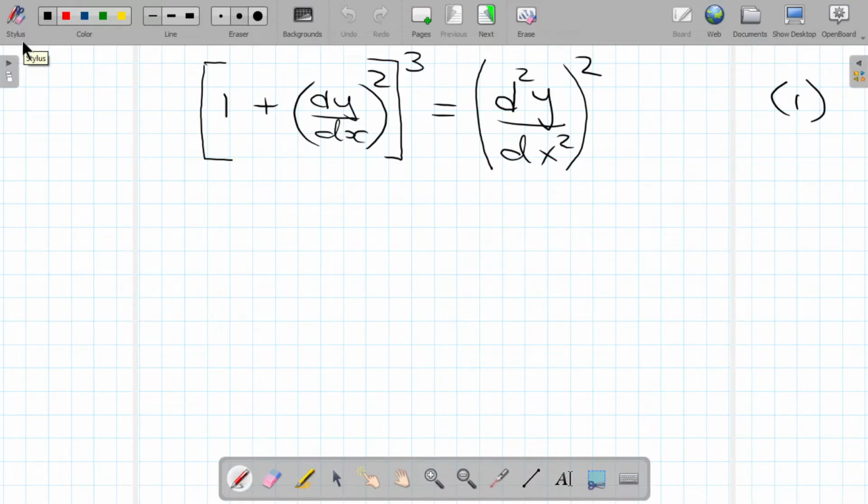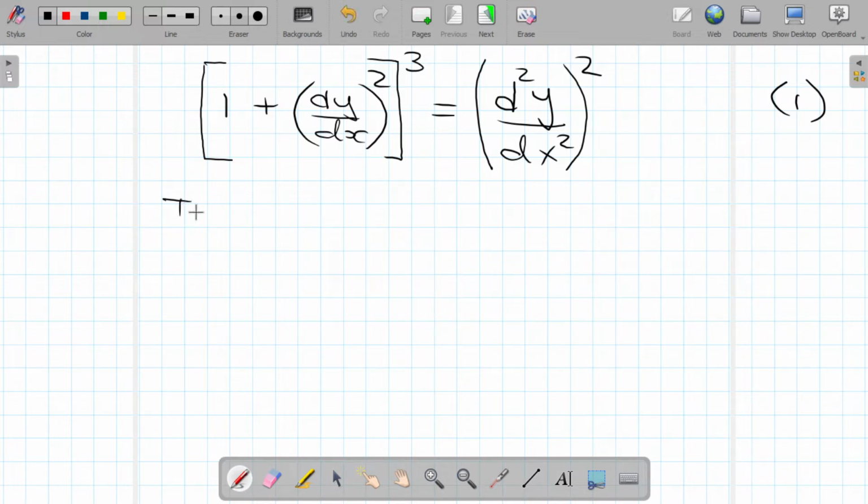Hello again, everyone. Here is another non-linear ordinary differential equation in equation 1 on the slide. We can simplify this ODE, which currently looks very complex. So what we do is we use the substitution P equals dy by dx. So I'll just write that down for you.